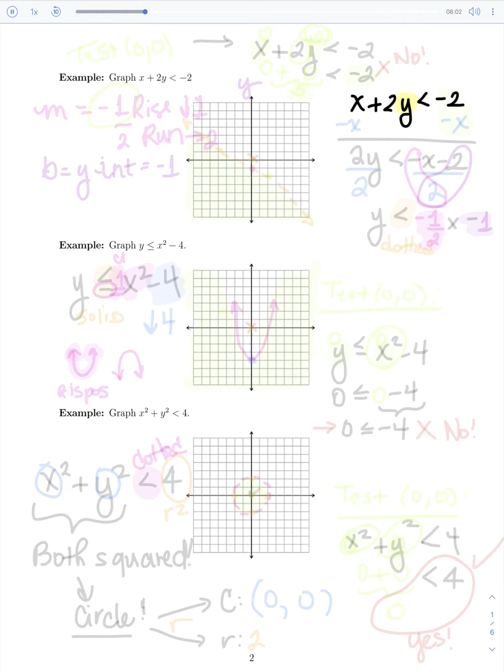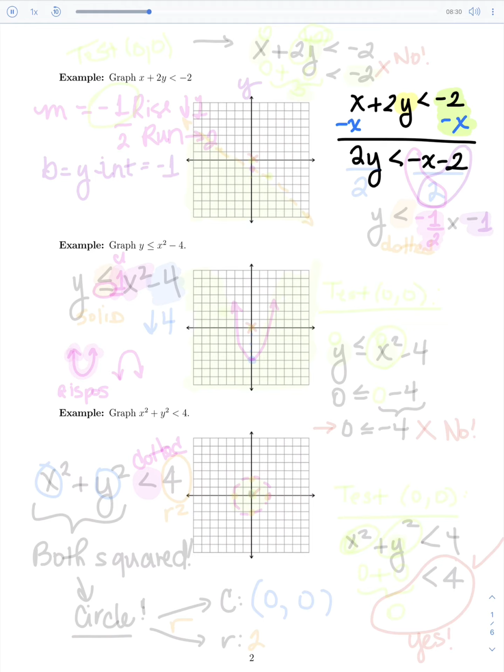In order to do this, we'll subtract x from both sides, which gets me 2y is less than, we've got the negative x we'd like to write first, then we've also got the negative 2. Remember, you cannot combine those because they are not like terms. All you can do is write them on the same side, the negative 2 and the negative x, but you can't put them together.